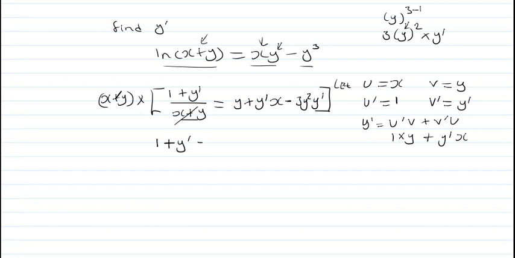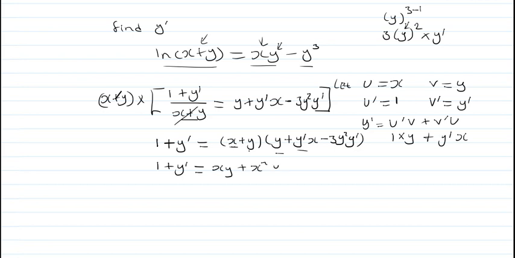meaning I'm going to have 1 plus y prime is equal to, multiplying it to this side, x plus y open y plus y prime x minus 3y squared y prime here. Since we only want y prime to be on the other side, I'm going to open the parentheses, meaning I'm going to have y plus y prime, which is equal to x multiplied by y, I'm going to have xy, then x multiplied by xy prime, I'm going to have x squared y prime.